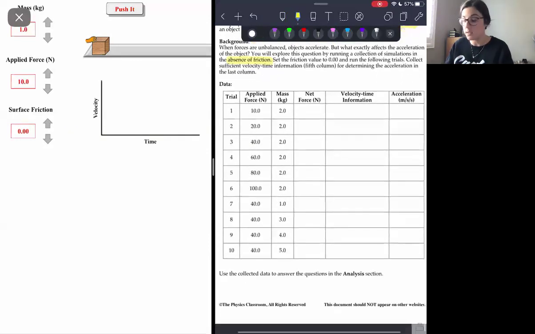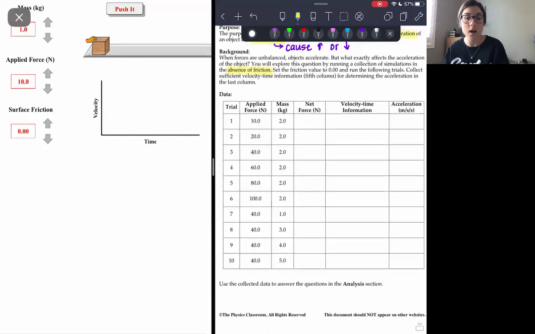So we've got this nice data table that we're going to fill in with some information so that we can see what variables affect the acceleration of this block. I'm going to make sure that I'm following these first, the second two columns. I'm going to have my applied force and my mass set exactly for what the column calls for. So the column calls for an applied force of 10, which I have, and a mass of 2.